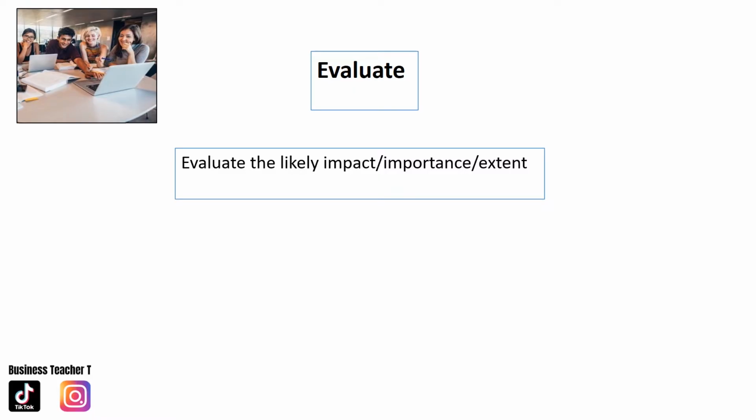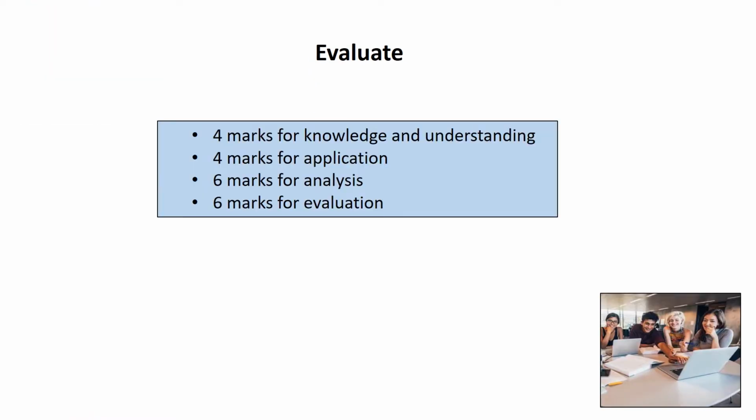Now for a 20 marker, if you feel that a diagram could support your points, then definitely go ahead and draw one. But do make sure that your diagram is fully labelled and you've explained it and that you refer to it within your essay. For the 20 marker, you could be awarded up to 4 marks for knowledge and understanding, 4 marks for application, 6 marks for analysis and 6 marks for evaluation.